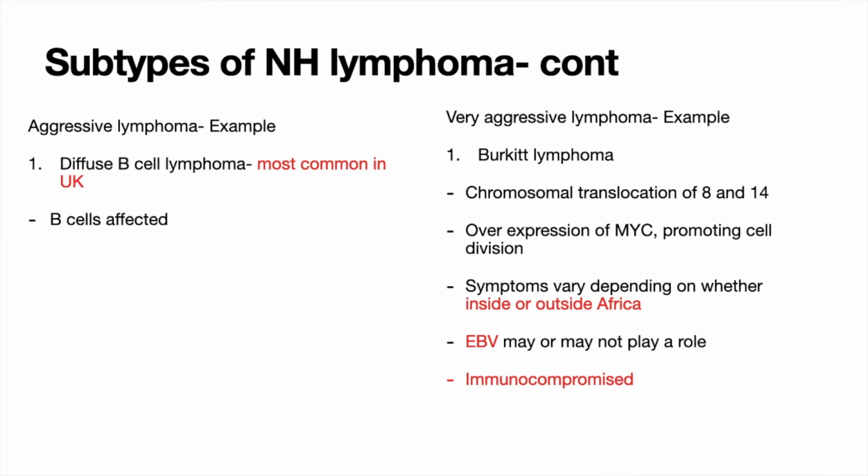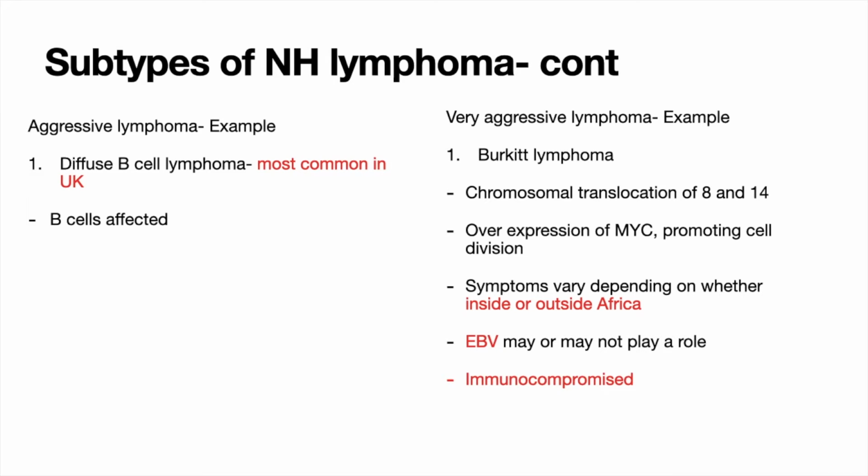And then we have very aggressive lymphomas. And in this case, the key example is Burkitt lymphoma. This is a lymphoma that occurs because of a chromosomal translocation between chromosome 8 and chromosome 14. And it causes overexpression of the MYC gene, which means that there is increased cell division and again increases the risk of lymphoma.